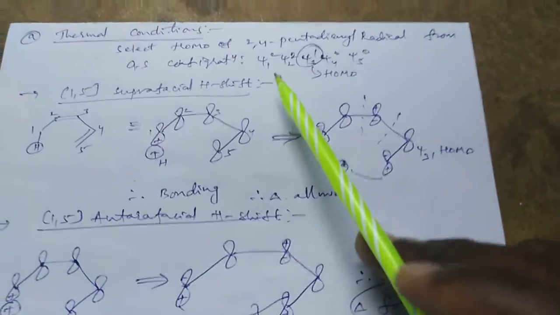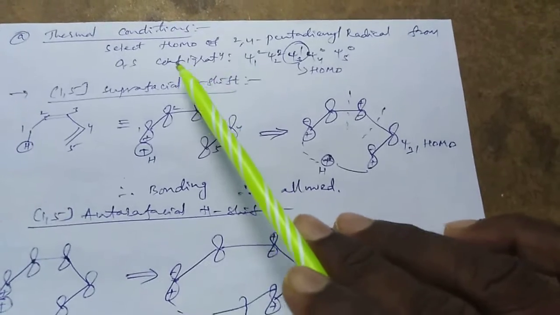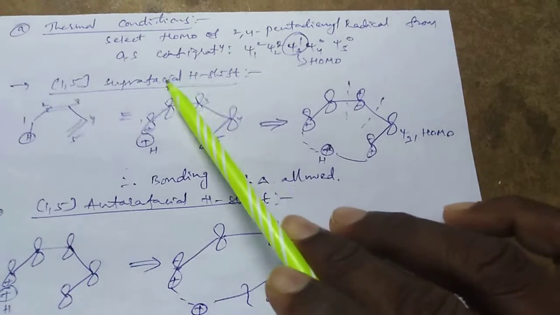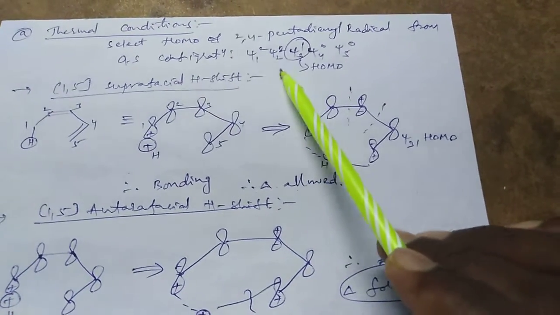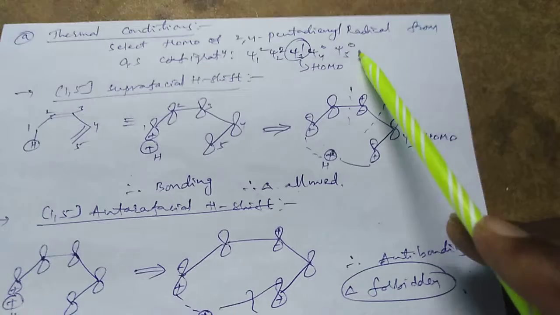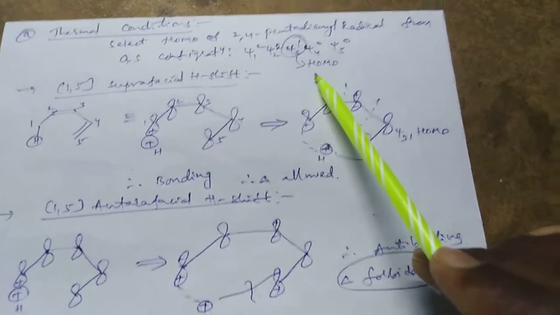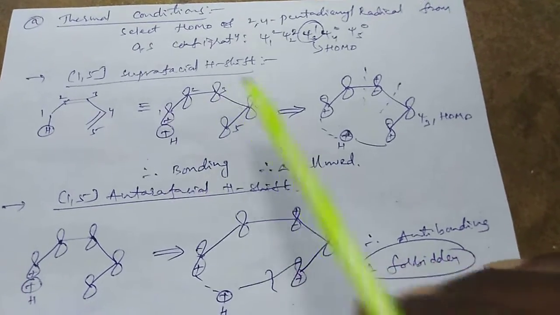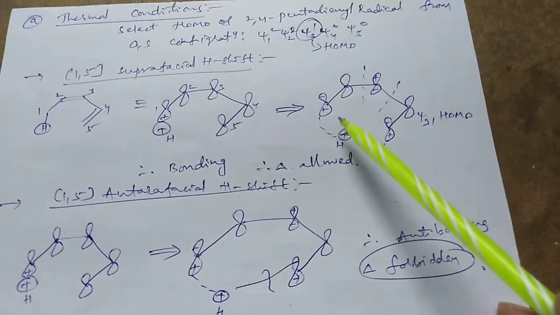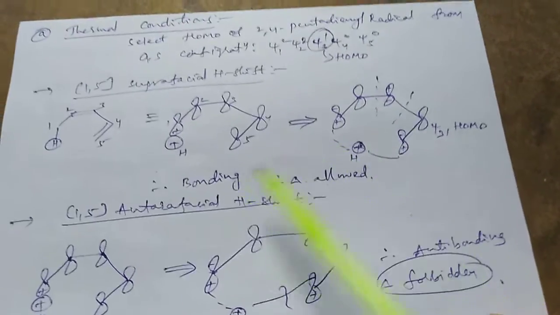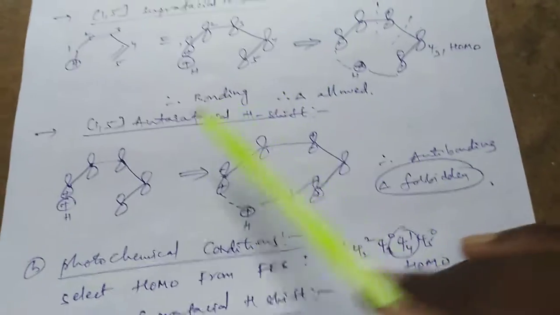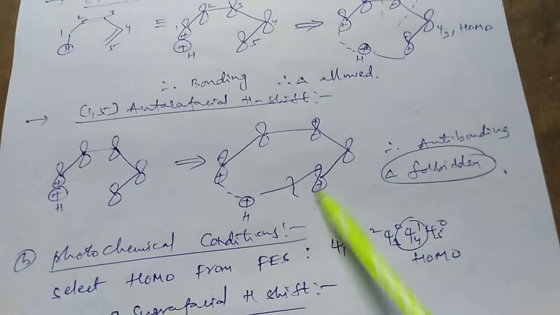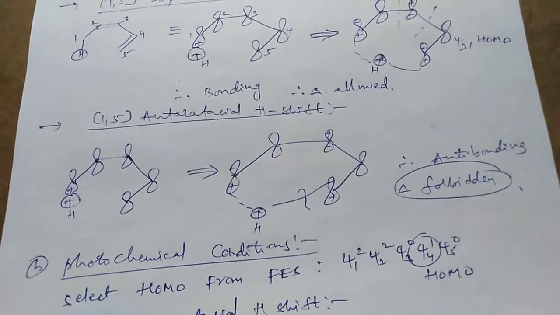The thermal conditions for the 4n plus 2 electron system. First, we select the HOMO of the 2,4-pentadienyl radical from the ground state configuration. Psi1 2 electrons, Psi2 2 electrons, Psi3 1 electron, Psi4 0, Psi5 0, where Psi3 is the HOMO. Now you have to take the HOMO as the Psi3 molecular orbital. For the 1,5 suprafacial hydrogen shift, the bonding interaction is developed between the first carbon and hydrogen. So that's why it is thermally allowed. For the 1,5 antarafacial hydrogen shift, the anti-bonding interaction is developed, therefore thermally forbidden.